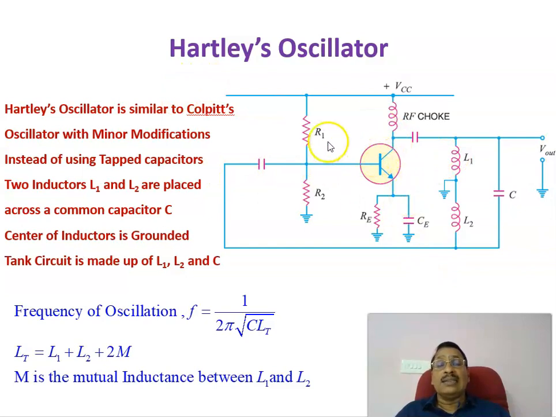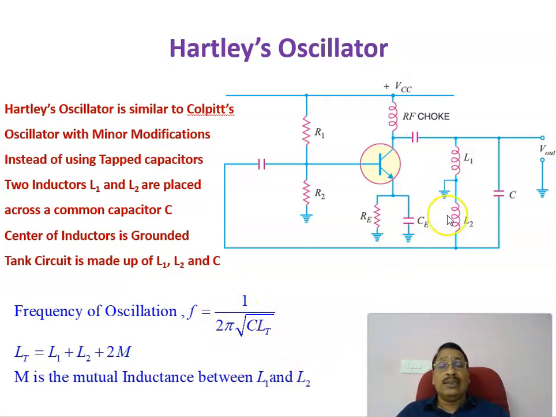And this is again a transistor. R1, R2 is the biasing resistance, and RFC is a choke in the collector circuit. This is the emitter biasing resistance, and C is the emitter bypass capacitor. Therefore, this is a common emitter amplifier. Output is given, and this is fed back through a feedback network L1, L2 and C. Now the output frequency in a Hartley oscillator is given by 1 by 2 pi root of C into LT.